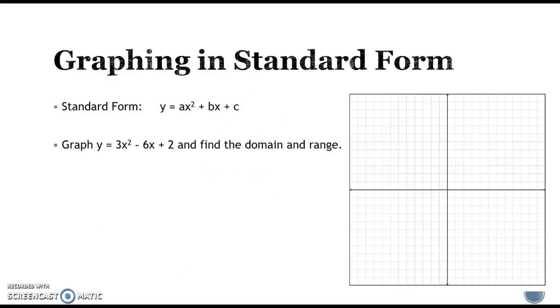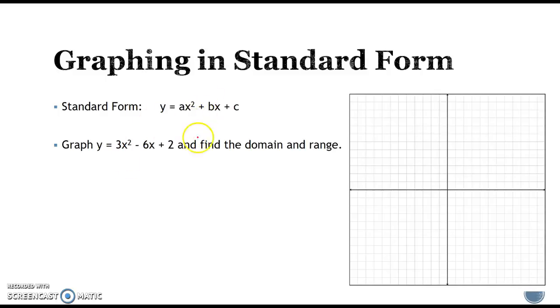Then we graphed. We graphed our quadratics. Remember, quadratic, if you have x squared as your biggest exponent, it's a quadratic equation. So it's going to make that U shape, and we call it a parabola. So in standard form, we have ax squared plus bx plus c. Okay, ax squared plus bx plus c.